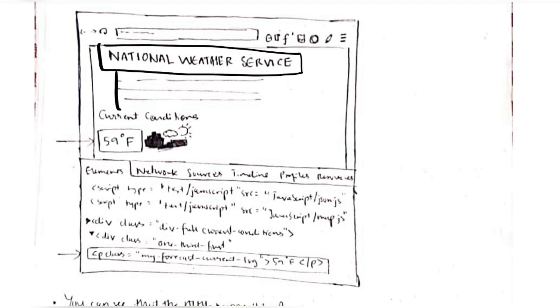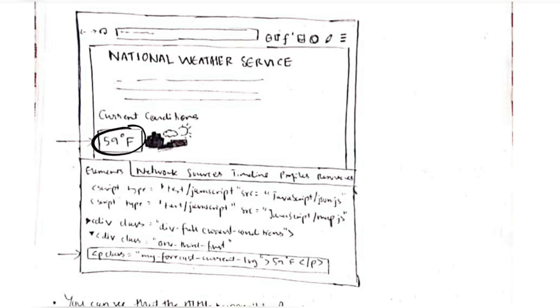This one is content, this one is content, this is another content, and so on. Each of these contents, to display, we have to write some code, like we'll be using some tags. For example, the thing you can see here, 59° Fahrenheit, if you want to display that, we'll be writing this one.